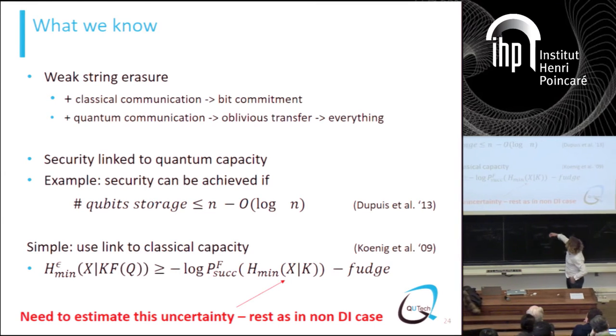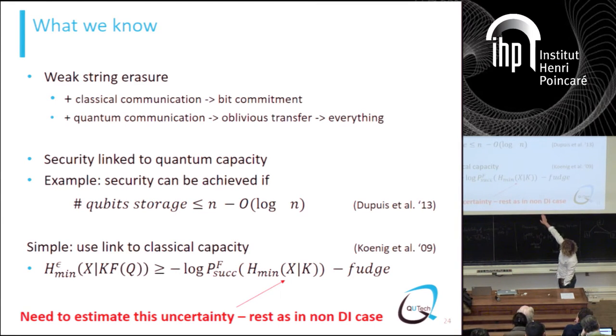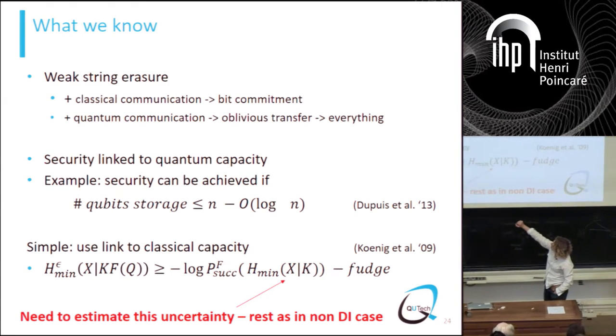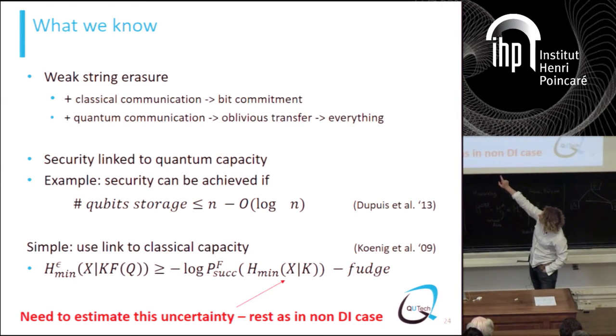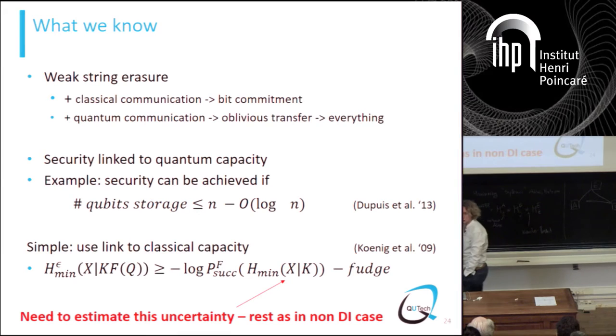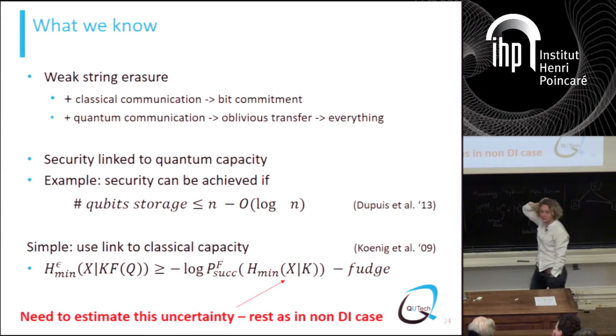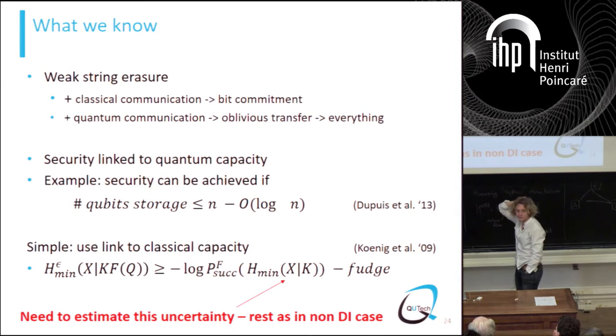In particular, if you think about bounded storage, then security can be achieved in weak string erasure, meaning we have positive min entropy, as long as the number of qubits that the adversary can store is less than n, the number of qubits transmitted, minus just a logarithmic number of qubits. So you can also read this the other way around. If I have a certain number of qubits of storage, how many bits n do I need to send in order to achieve security?